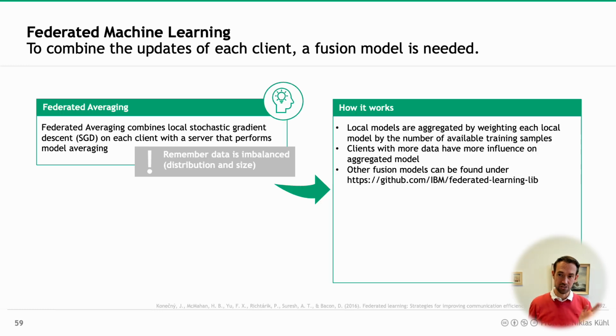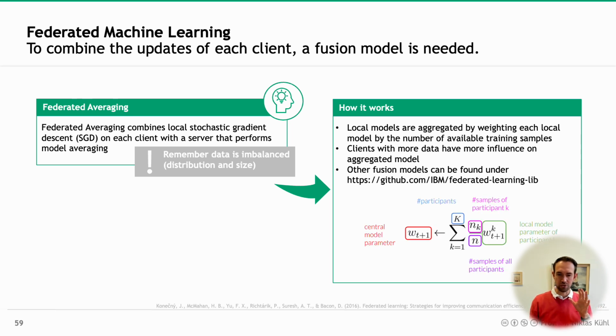One question remains, though: how are these updates from the models combined? To combine these updates of each of our clients that we have, we need a so-called fusion model. And this fusion model is reached by federated averaging. So how does it work in general, without going too much into detail on the notation over here? And by the way, there's a nice library from IBM which deals with federated learning.